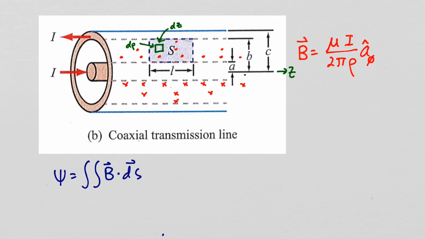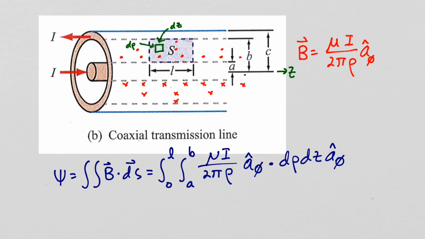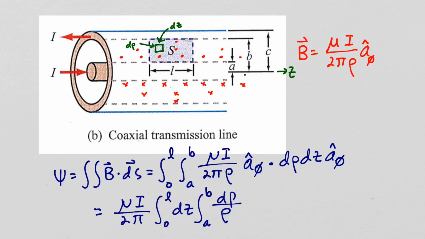So we'll substitute for B and ds. And in the rho direction, we'll integrate from A to B. And in the z direction, we'll integrate from 0 to L. a_phi dot a_phi is 1. So let's factor out the constants to get mu I over 2 pi, integral from 0 to L of dz, and then the integral from A to B of d rho over rho.